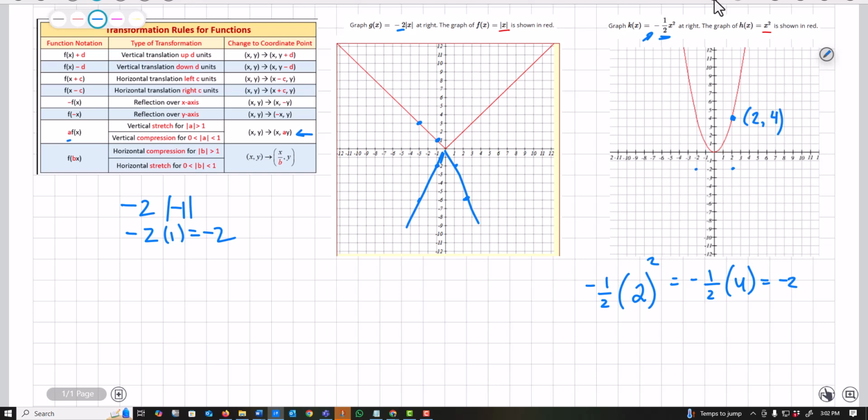And I can do the same thing where I'm plugging in points, but you're just looking at these transformation rules to be able to flip, but then also just simply pick x values to see what's actually happening to plot those points.